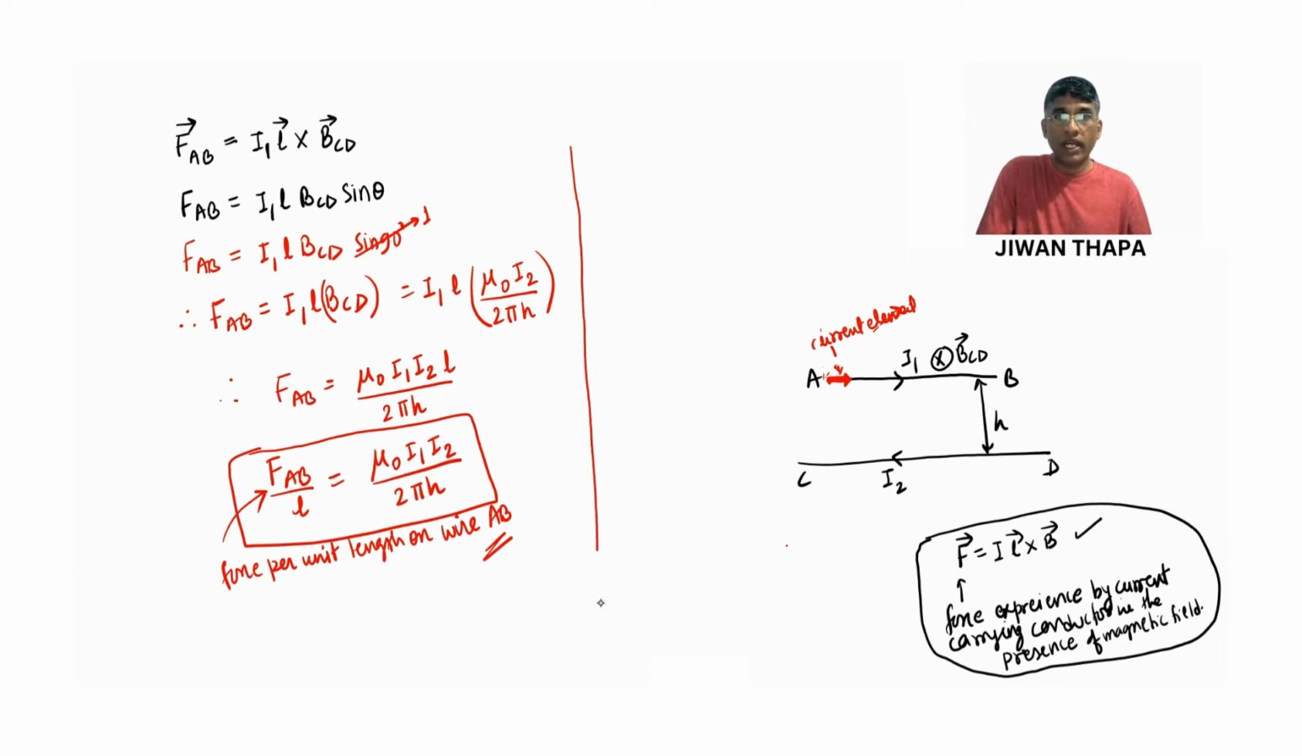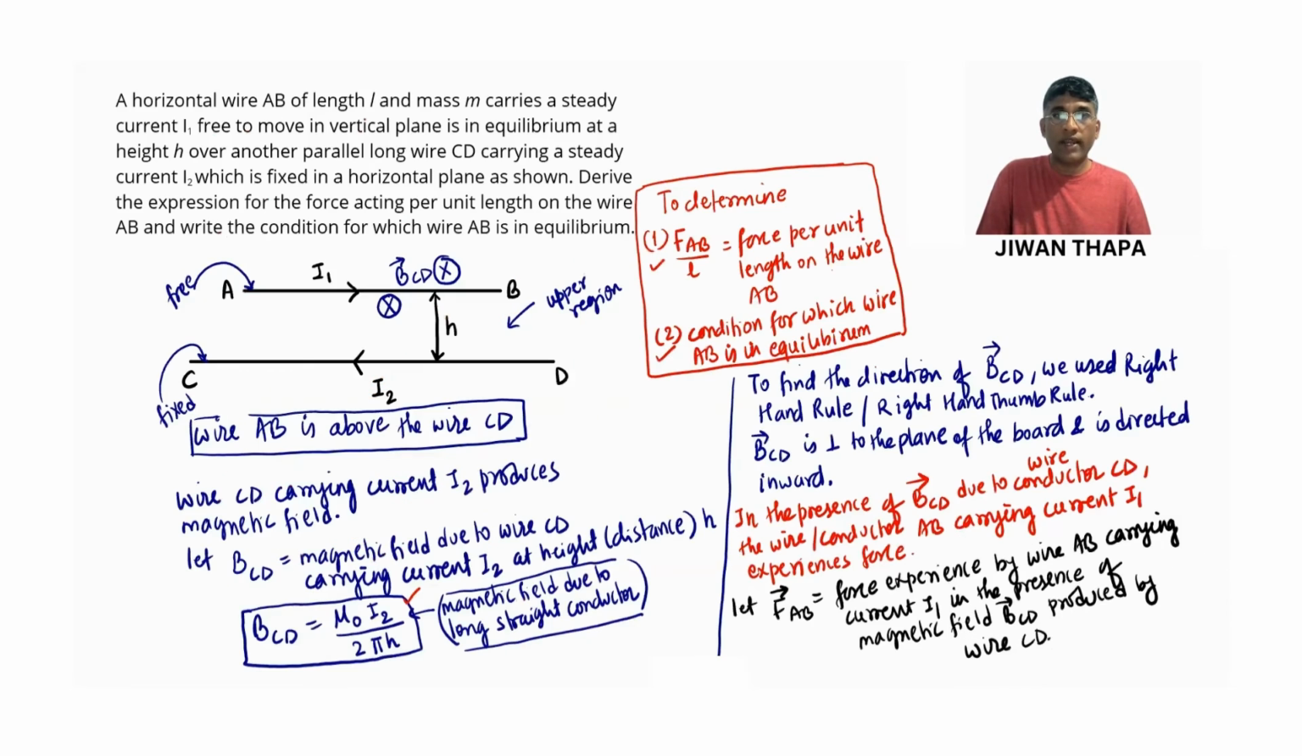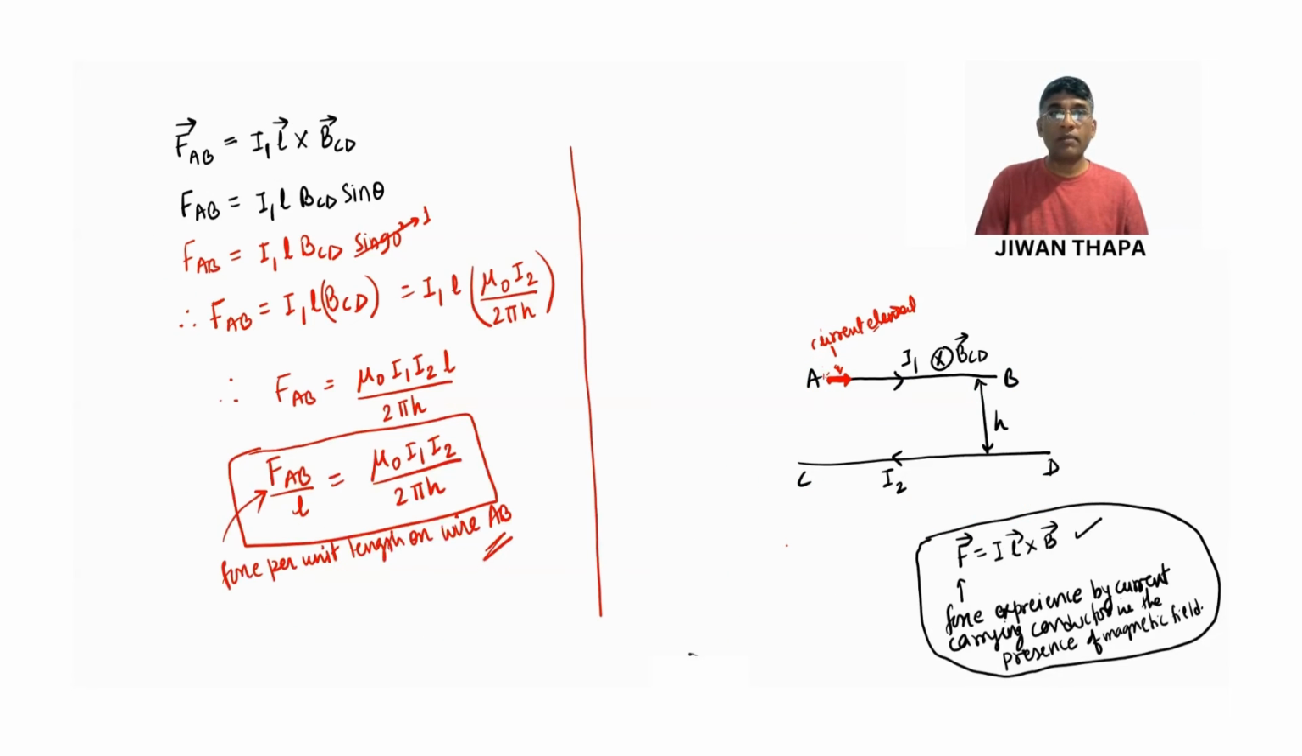Next, we are asked to find the condition for which wire AB is in equilibrium. Since wire AB is free to move in a vertical plane, we are asked to find the condition at which wire AB is in equilibrium. Now, let us find the direction of this force, because we are going to find the condition for equilibrium. So all the forces acting on the wire AB must be balanced. So let us find the direction of this force.